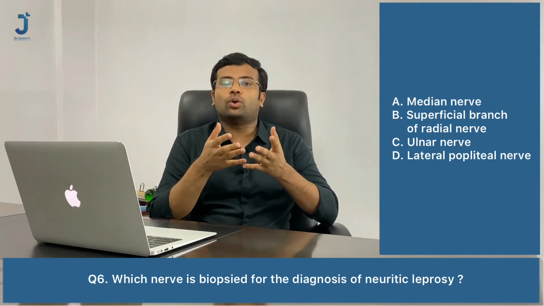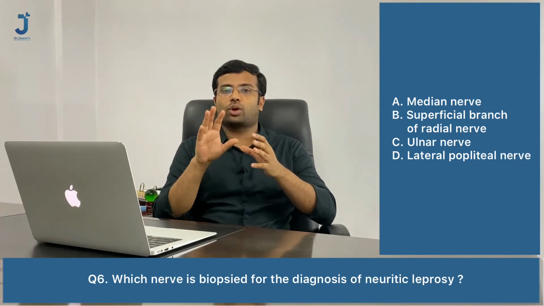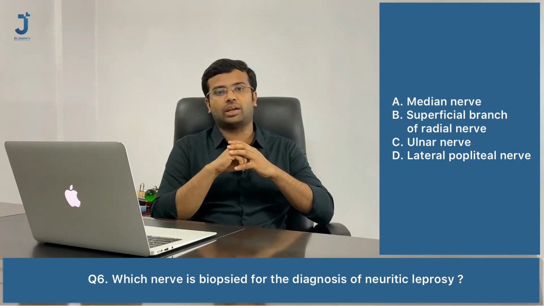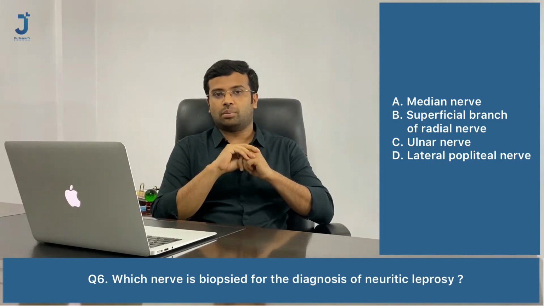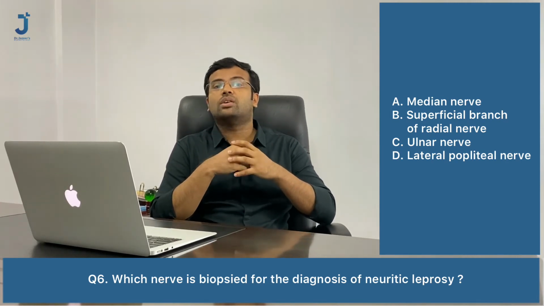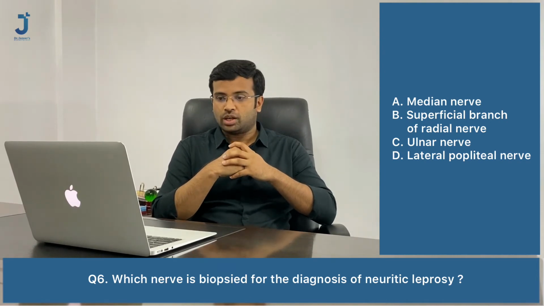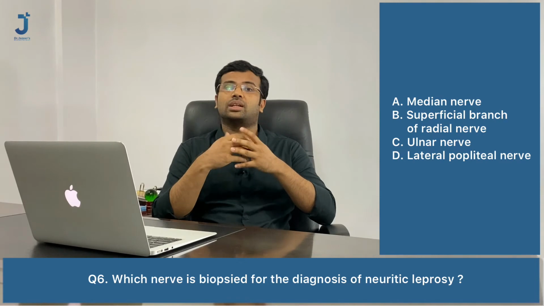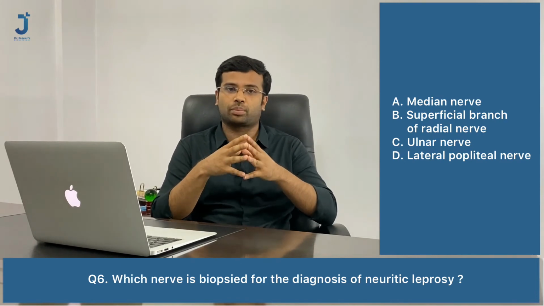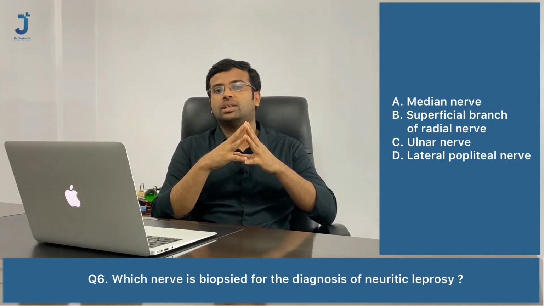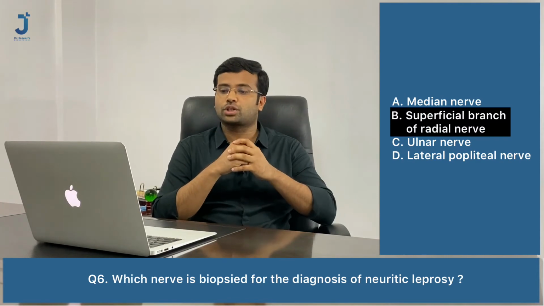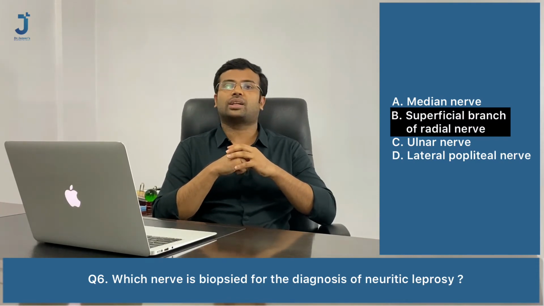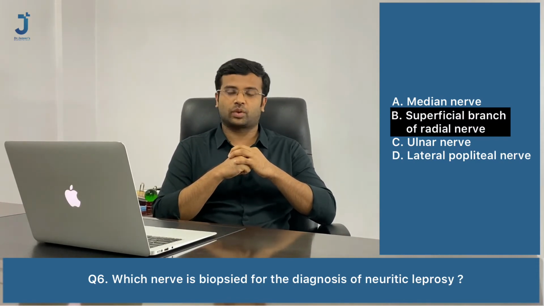As we all know, nerve biopsy is the gold standard investigation for the diagnosis of neuritic leprosy. But the question is, which nerve are you going to biopsy? See, it is prudent to biopsy a branch of a sensory nerve for the diagnosis of neuritic leprosy. So the best option here would be the superficial branch of radial nerve. So that is the right answer in this case. Okay. Now let's go to the next question.